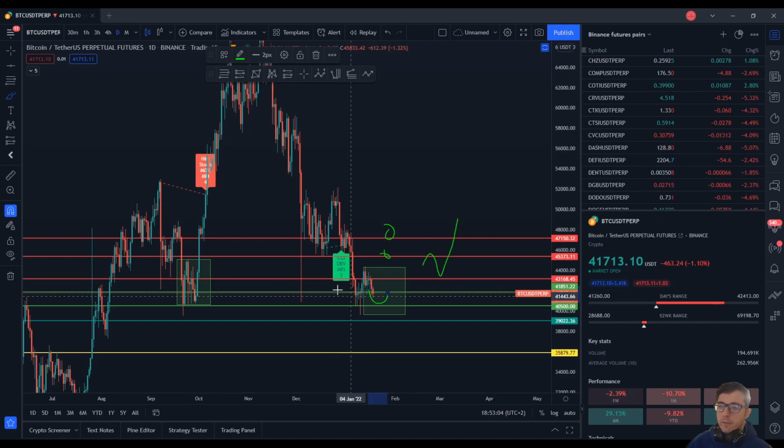You need to be very careful trading in the range, and opening any position will get you liquidity.